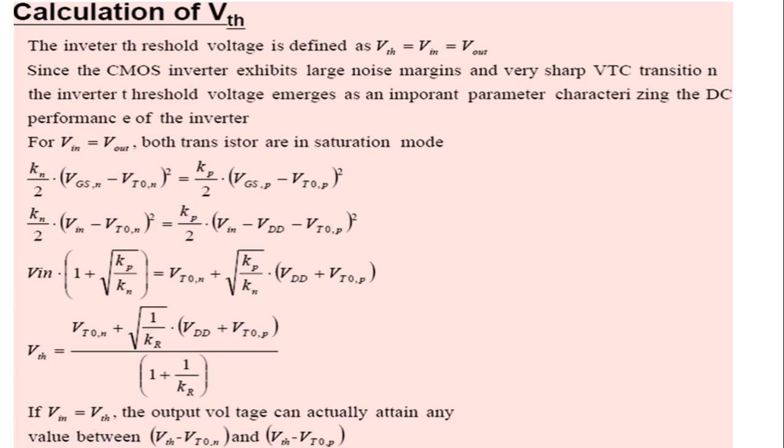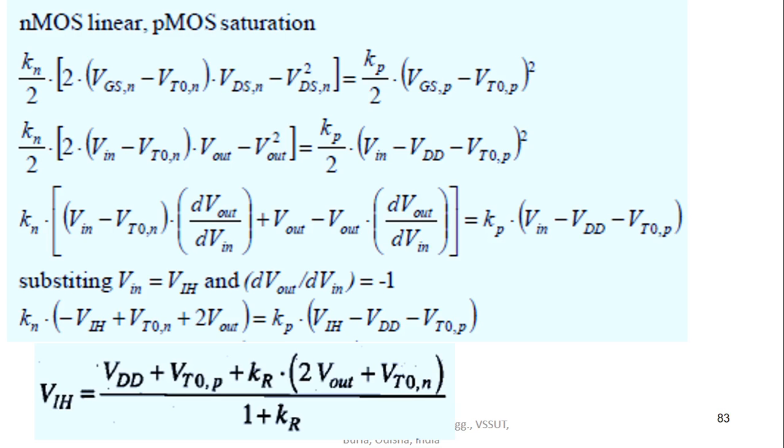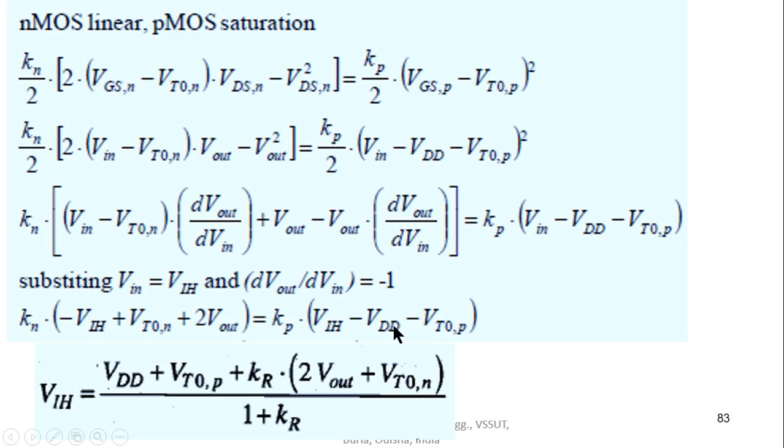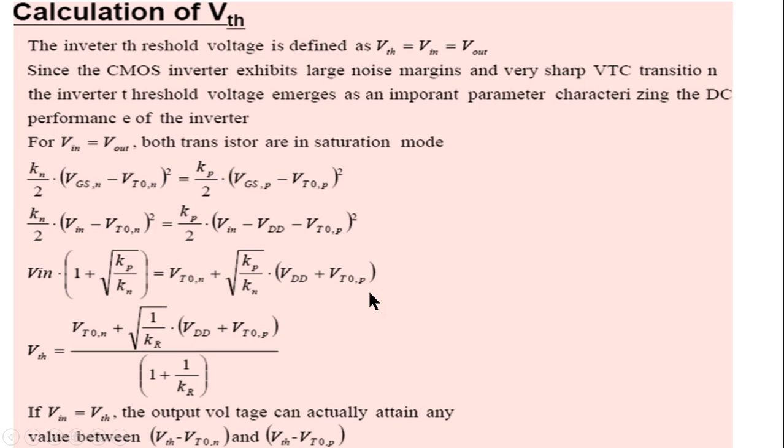Then the equation for VTH, and remember the various conditions for calculation of these parameters. For VIH and VIL, we used the condition that the slope is equal to -1. Similarly, the condition for VTH is that Vin is equal to Vout. When the input voltage is equal to the output voltage, that condition is used for the derivation of this threshold voltage, and at this condition both the devices are in saturation mode.